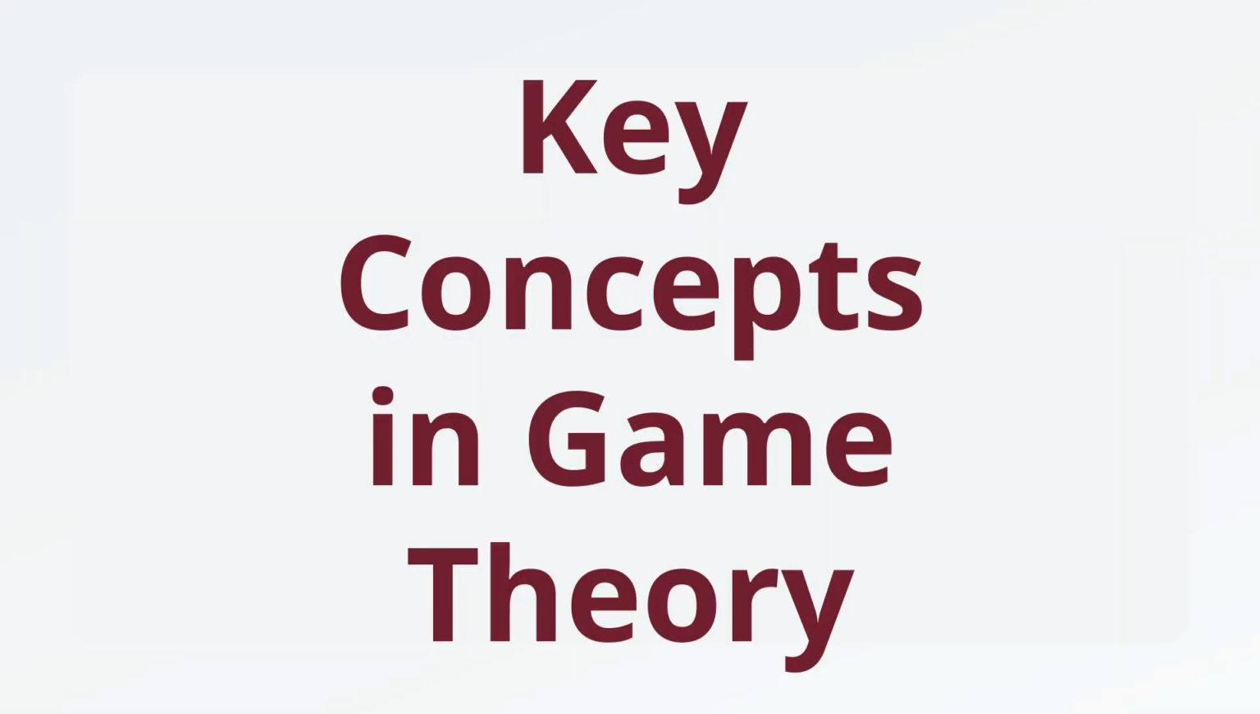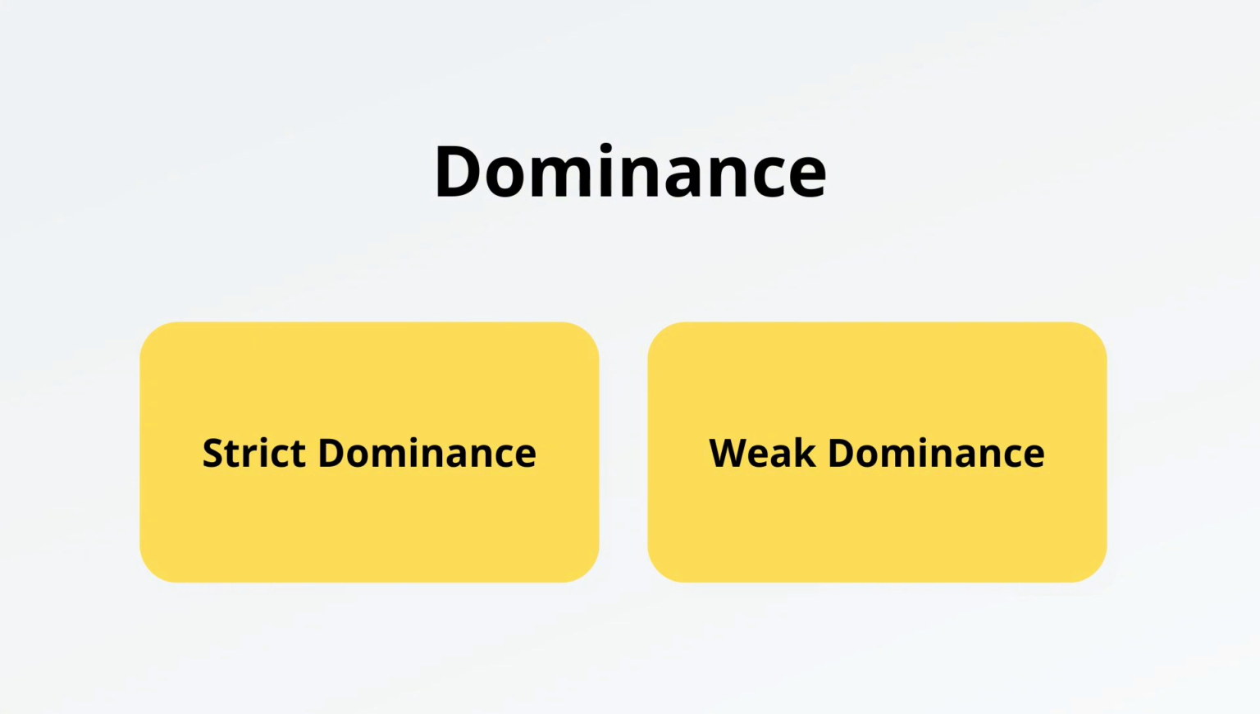Key concepts in game theory. Dominance is a fundamental concept describing how one strategy may outperform another. Strict dominance: a strategy is strictly better than another in all scenarios. Weak dominance: a strategy is at least as good in all scenarios and strictly better in at least one.